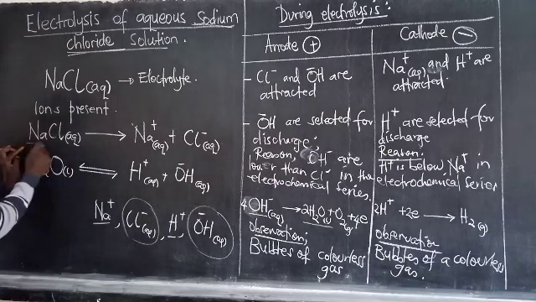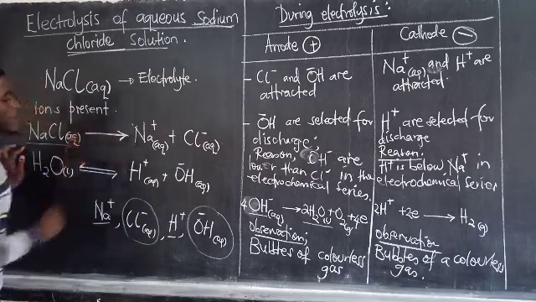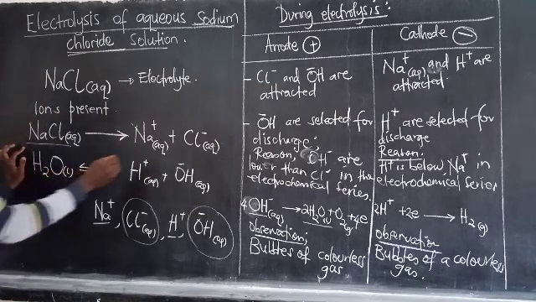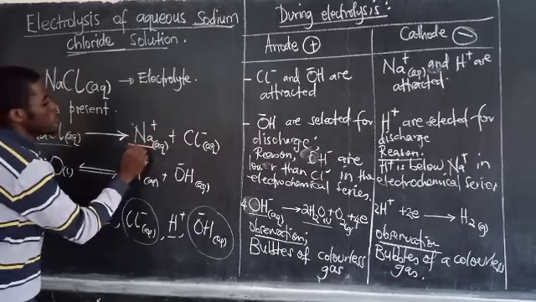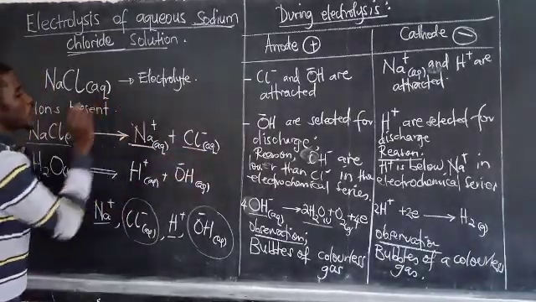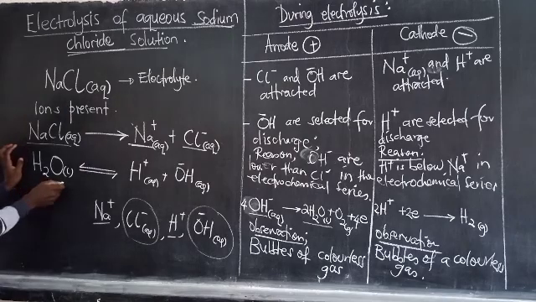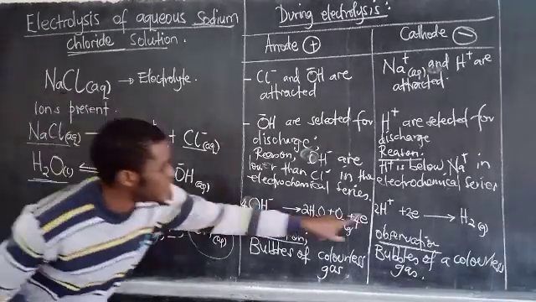Sodium chloride ionizes completely, meaning more sodium ions will be formed. This will be many. They will be in higher concentration. This is ionizing partially, but you see, even after ionizing partially, the ions which it produces are the ones which are discharged.